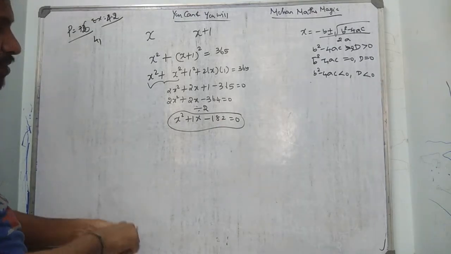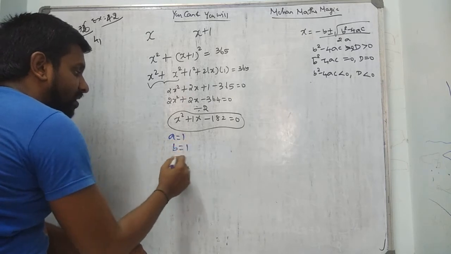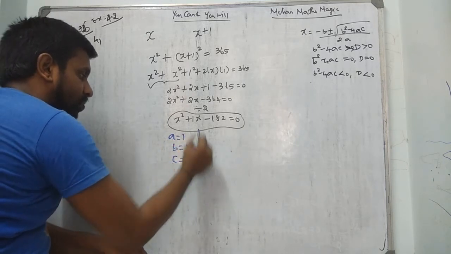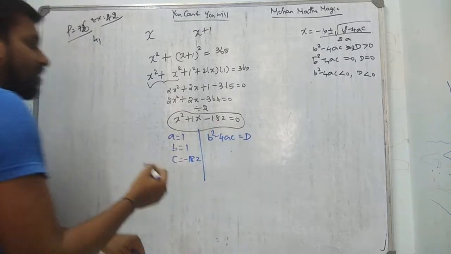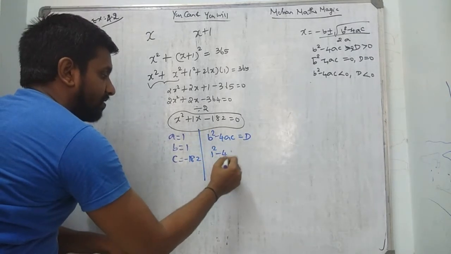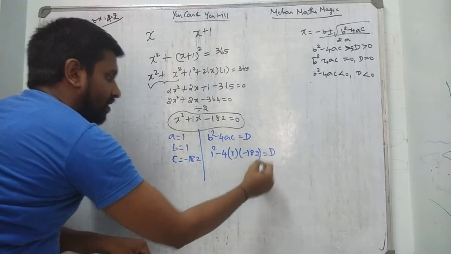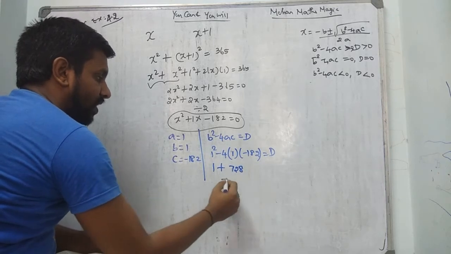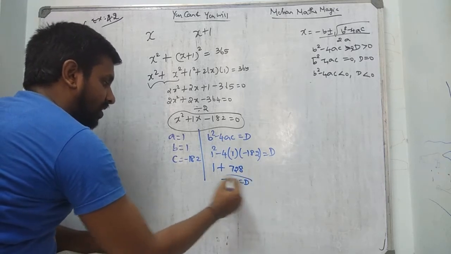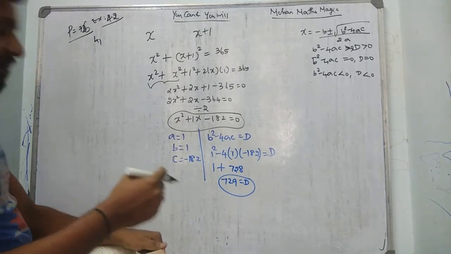Okay, for this sum also I will compare with the quadratic equation. a value 1, b value 1, c value minus 182. So first find out the discriminant. 1 square minus 4 times a times minus 182 equal to D. So 1 plus 728, okay, I got 729 equal to D. Now I have to write the formula. What is the formula I have to write?